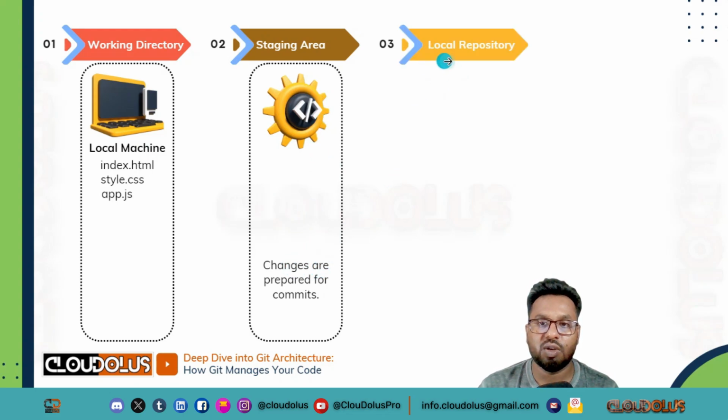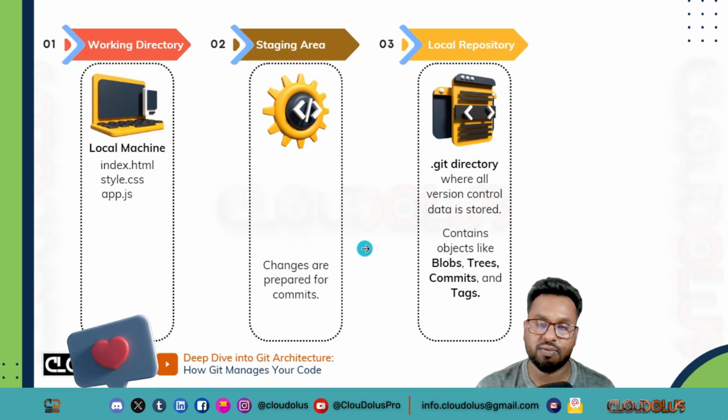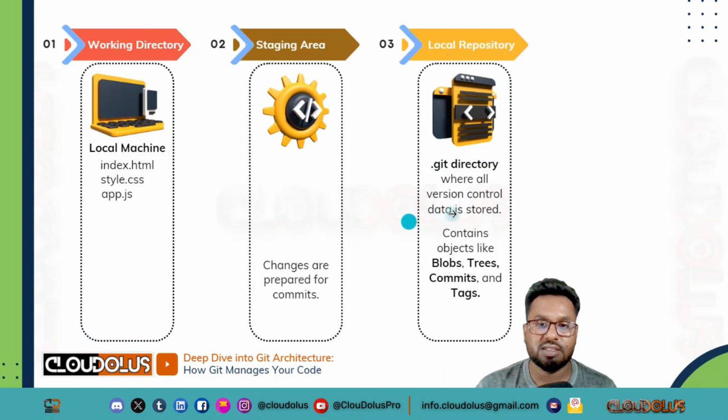The next stage is the local repository, also called the .git directory. This is the area where all version control data is stored, with content objects like blobs, trees, commits, and tags. All kinds of changes, updated features, and commit information are stored in this area. This is called the git directory. Before the final push to the remote repository, your commit information is stored in this area.